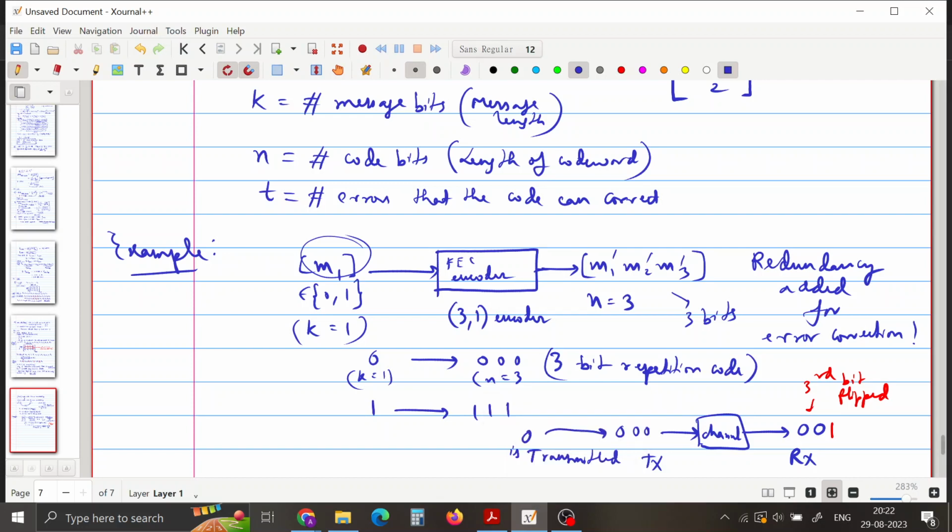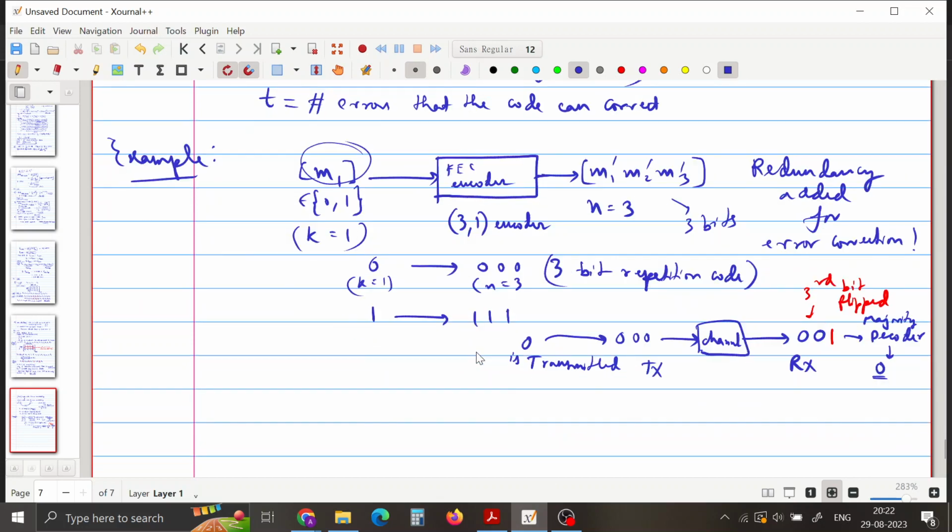You will see that the majority of the bits are 0. So you'll assume that the corrupted bit is actually 1, so there has been a transition from 0 to 1, and the majority decoder decodes it to 0, that 0 was transmitted. You will understand that only one of the bits is compromised, so the actual message transmitted was 000. The third bit got flipped, and 000 means 0. That's the picture actually.